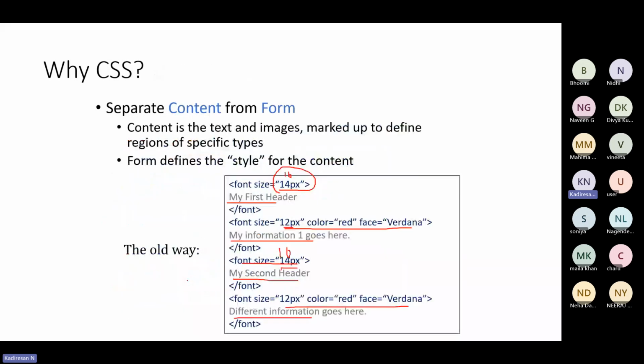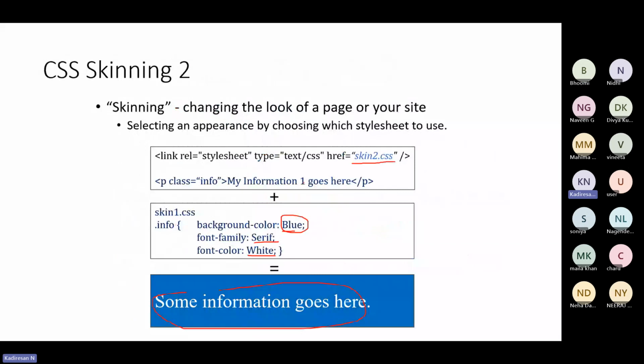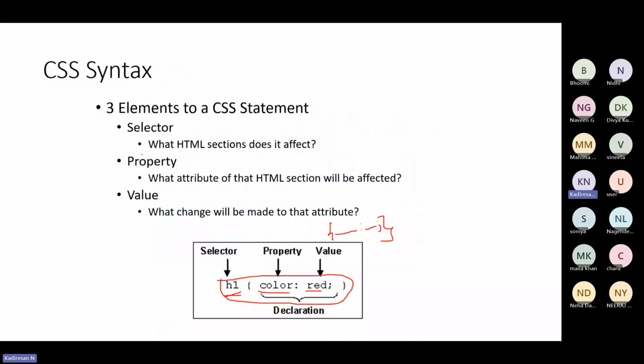So we have seen about the content layout and form layout, and also some examples for skinning tags, and also the syntax for the CSS, that is cascading style sheet syntax. It starts with a selector, followed by a property, and then ending with a value. This is the syntax for the cascading style sheet.